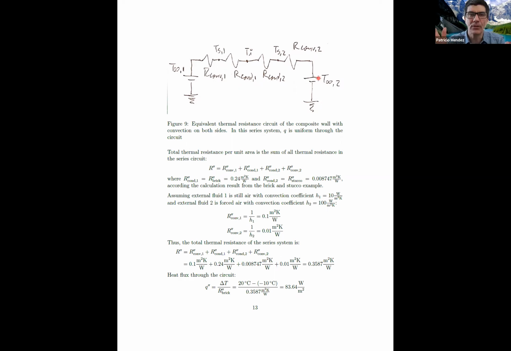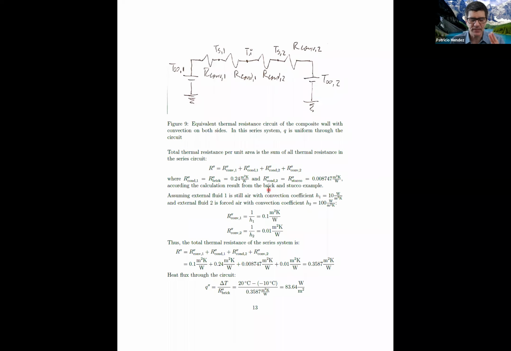The calculation is going to be the same as before. What is the heat flux? Well, it's going to be delta T over resistance. What is the difference now? What is resistance? Resistance now is going to be the sum of all 4 resistors here.